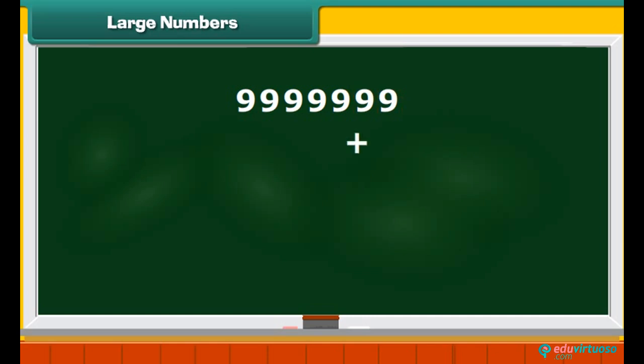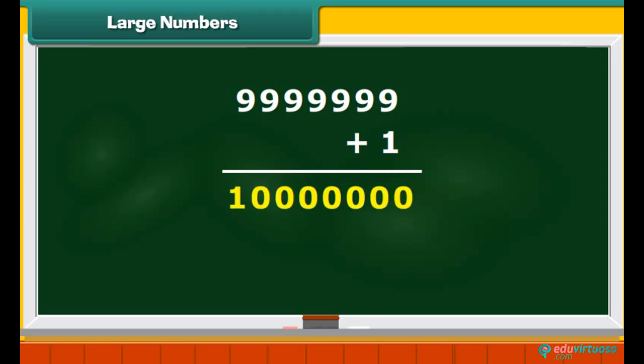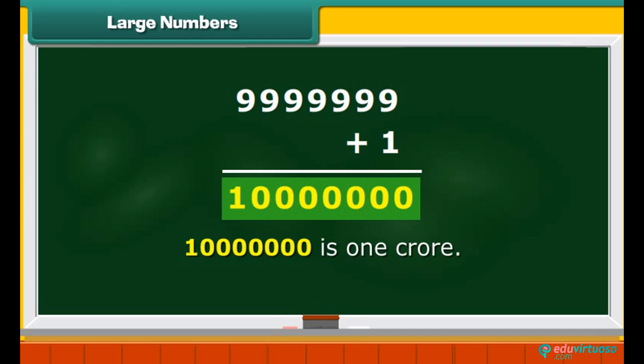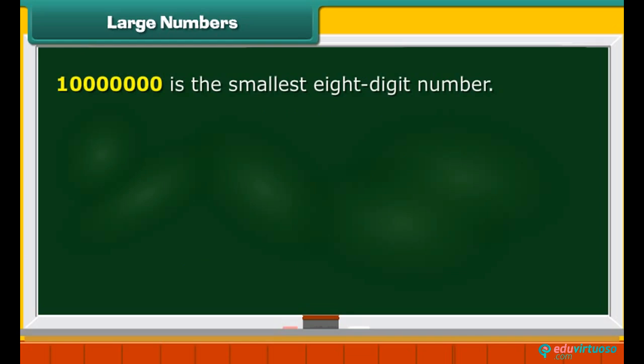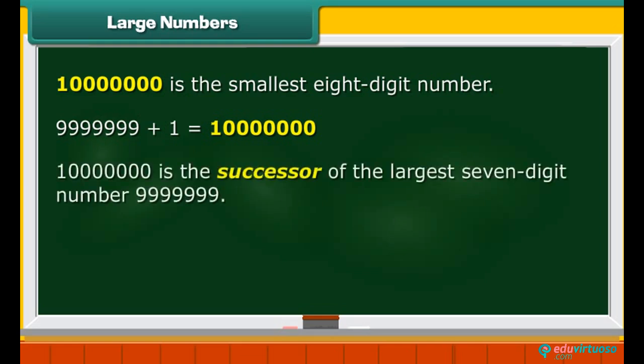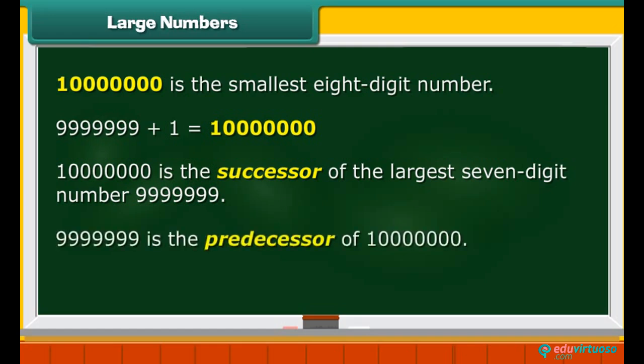99,99,999. Now add 1 to the number. What do you get? 1 followed by 7 zeros. This number is known as 1 crore. It is the first 8-digit number. 1 crore is the smallest 8-digit number. It is 1 more than 99,99,999. Therefore, 1 crore is the successor of the largest 7-digit number. In other words, the largest 7-digit number is the predecessor of the smallest 8-digit number.